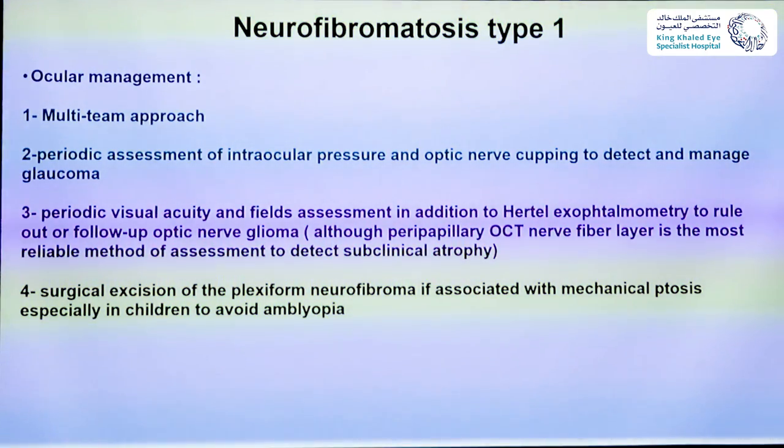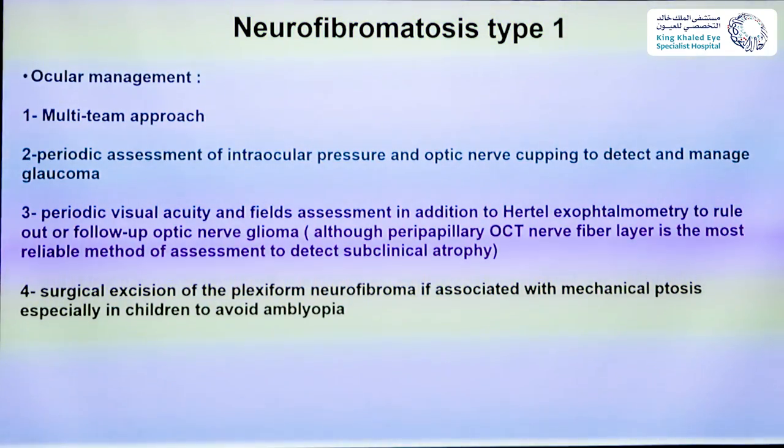Many patients are children, and examinations that depend on the patient's cooperation, like visual acuity and field, may miss a lot of optic nerve glioma that is developing. So now we have the advantage of the OCT that can show you the structural defect before any visual function is compromised. Peripapillary OCT of the nerve fiber layer is the most reliable method of assessment to detect subclinical atrophy. Because as you know, not all optic nerve gliomas have optic nerve swelling, especially if they are very posterior. Because of the long-standing compression, you will have a secondary atrophy. And if you have atrophy, that means too late.